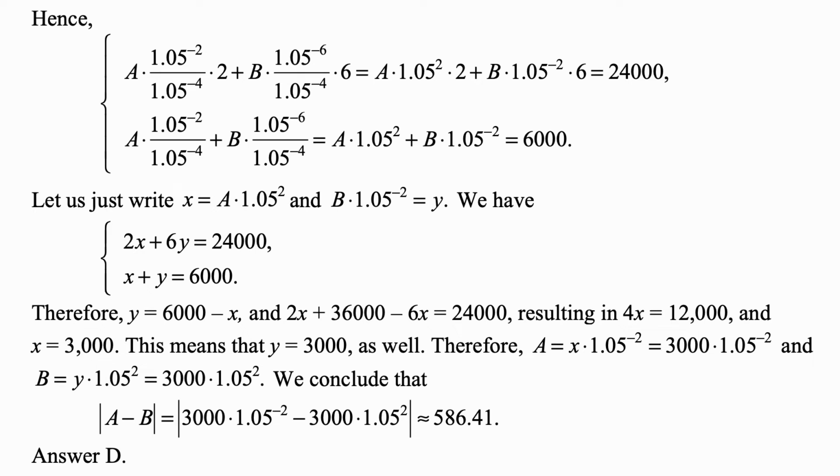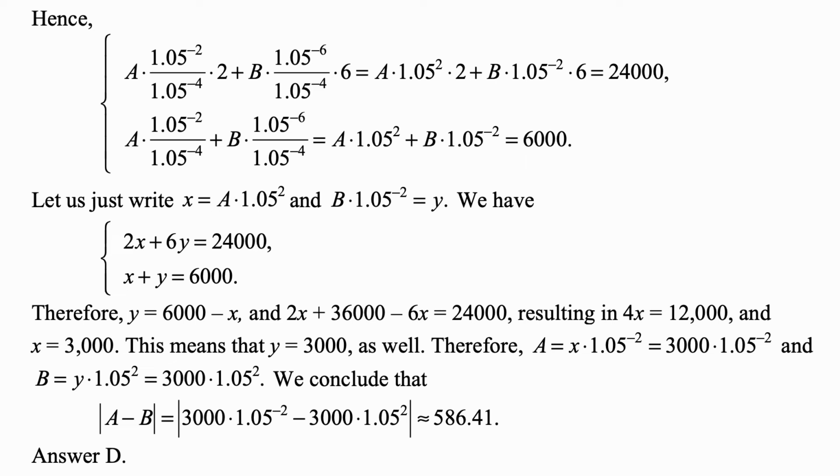Hence we get this system of equations that looks like this. A times 1.05 to the negative 2 over 1.05 to the negative 4, that comes from bringing it from the other side, times 2, plus B times 1.05 to the negative 6 over 1.05 to the negative 4, times 6. But that's the same as A times 1.05 squared times 2 plus B times 1.05 to the negative 2 times 6. That's equal to 24,000. And A times 1.05 squared plus B times 1.05 to the negative 2 is equal to 6,000.